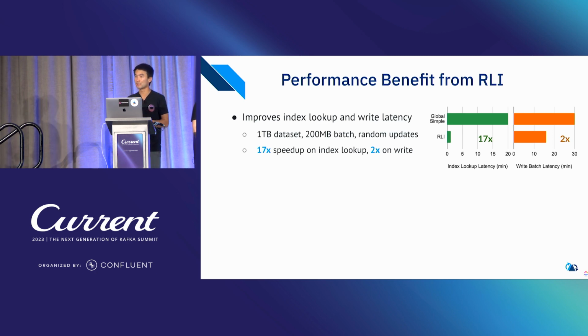And we compare the performance of record level index with the global simple index, which is the best for random updates. As you can see in the charts, the index lookup latency is reduced from around 20 minutes to just 1 minute after using record level index. This is because RLI only has to read the metadata from a few file groups instead of all the files, which is what the global simple index does. Overall, this contributes to a 2x improvement on the overall write latency, as the savings from the index lookup offset the small additional overhead of updating the record level index in the write stage.